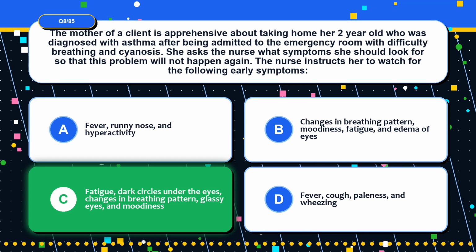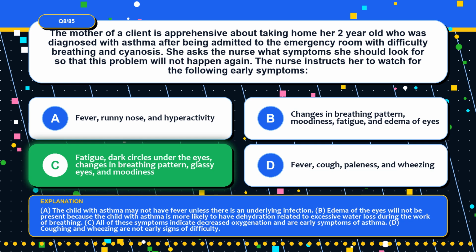The correct answer is option C. Fatigue, dark circles under the eyes, changes in breathing pattern, glassy eyes, and moodiness. The child with asthma may not have fever unless there is an underlying infection. B. Edema of the eyes will not be present because the child with asthma is more likely to have dehydration related to excessive water loss during the work of breathing. C. All of these symptoms indicate decreased oxygenation and are early symptoms of asthma. D. Coughing and wheezing are not early signs of difficulty.